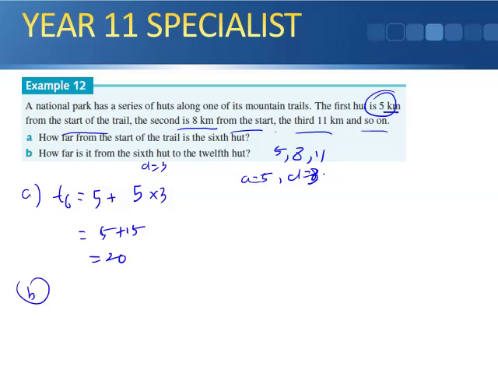And part B, how far is it from the 6th hut to the 12th hut? Well, let's work out T of 12. So I get 5 plus 11 times 3, and you can do all that working out, which gives me 38. Now from the 6th to the 12th, I just take the two away. So I've got 38 minus 20, which gives me 18, and it's in kilometres, so I better write 18 kilometres.